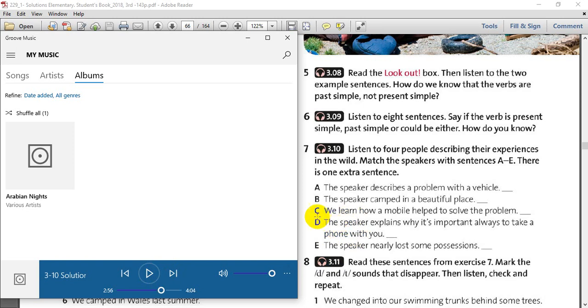So here, number 3 with C. We learned how a mobile helped to solve the problem. Here, they opened the application, the app, and used it to find their way back to the path. They had an application in their mobile. So number 3 with C. Now number 4.